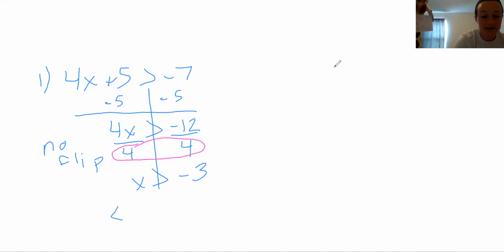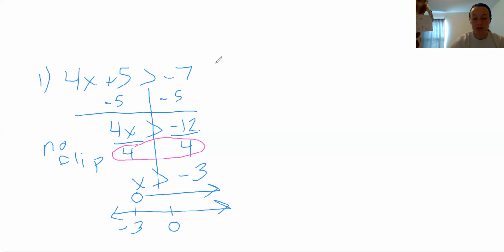Graphing this, because I want to practice this too. Let's start with 0. -3 is smaller than 0, so I'm going to put that on the left. Greater than is an open dot, so I'm going to put an open dot at -3. What numbers are greater than -3? 0, 1, 2, a million. This is where my arrow is going to go. Okay, solved, graphed. Let's try another one.